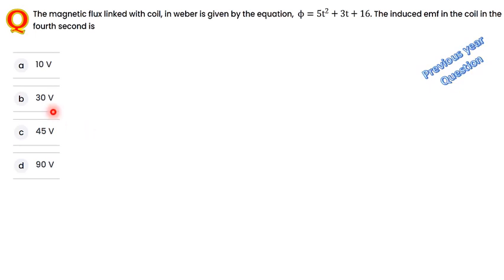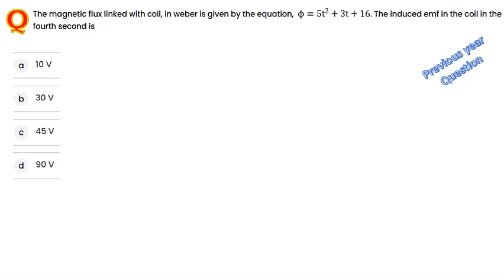Next problem. This one again is the same, but the easiest one. A small trick is that we just go through. A magnetic flux linked with the coil in Weber is given in equation form. The induced EMF in the coil in the fourth second. Remember here, I just stressed the fourth second. Now, induced EMF in the fourth second.